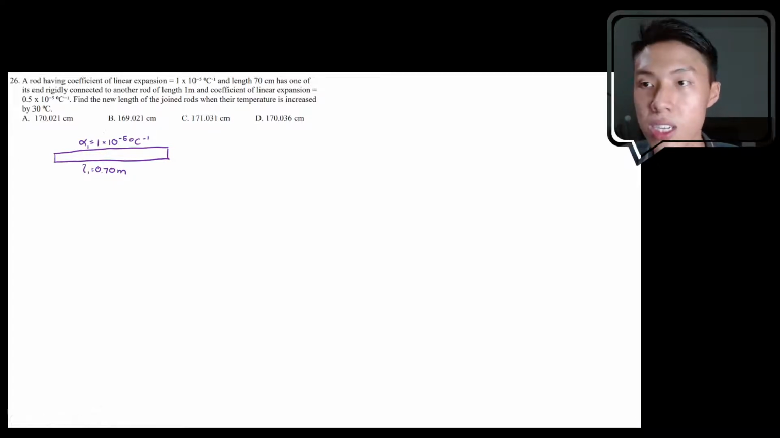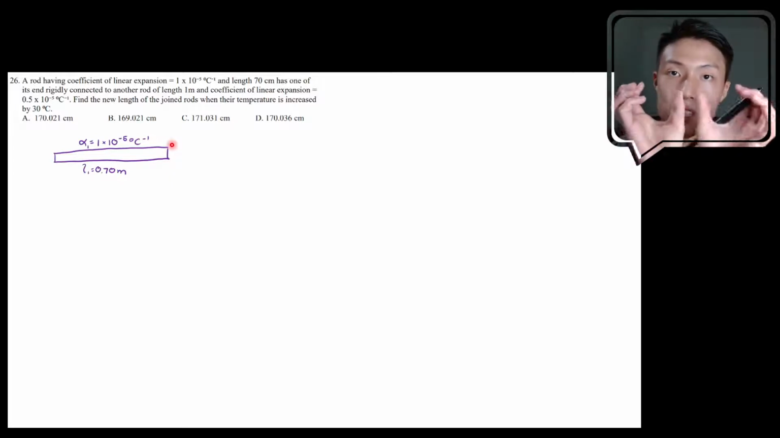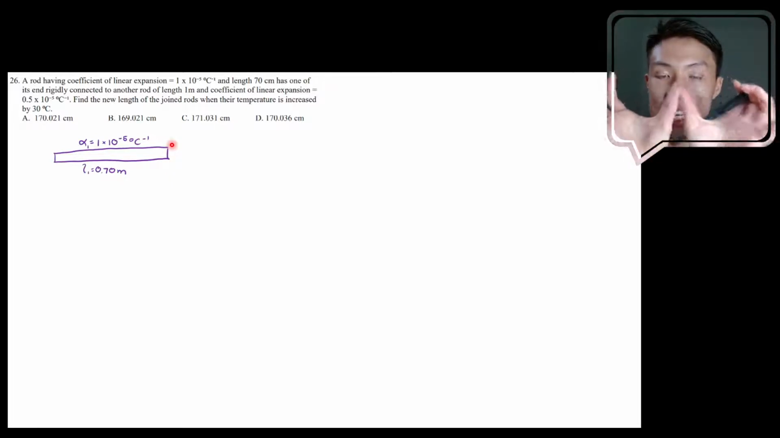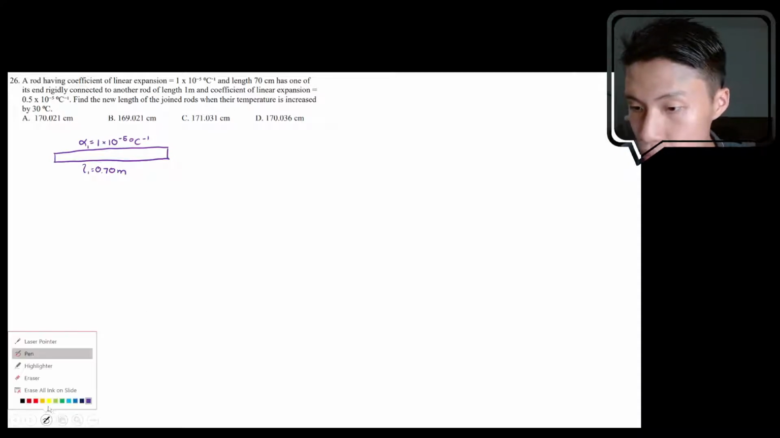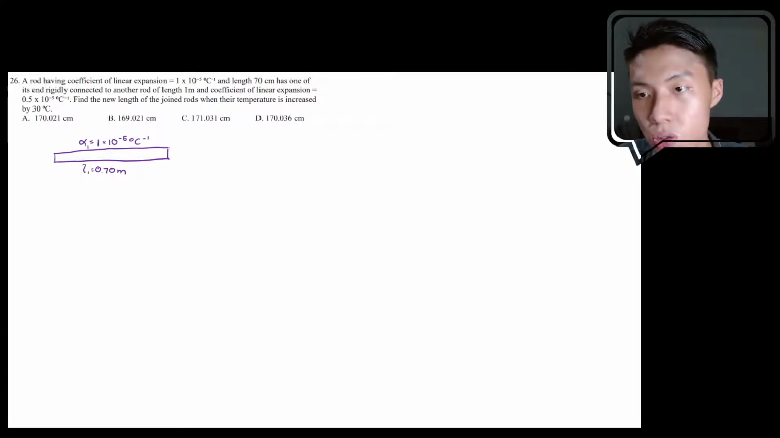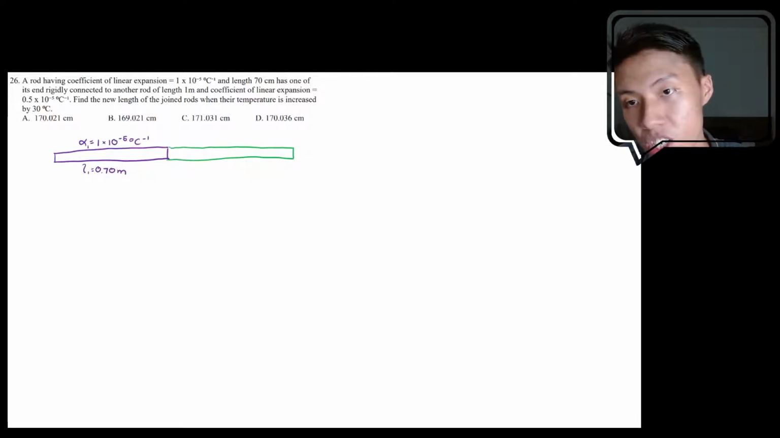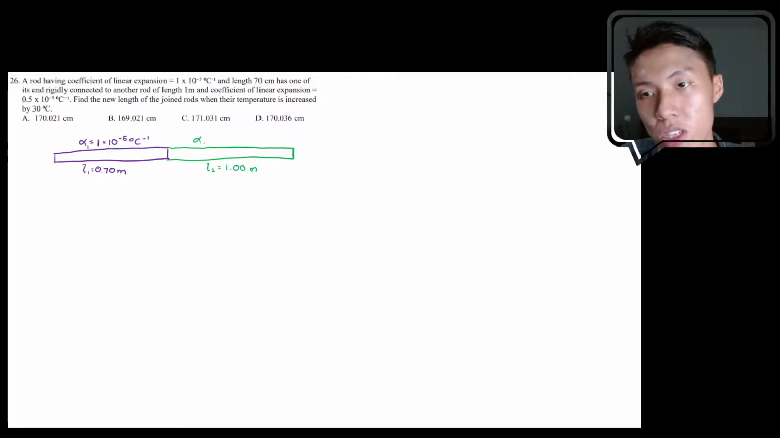So this first rod over here is rigidly connected to another rod of length 1 meter. So it means that one end of it will be connected to another rod and it's a rigid connection. It means you cannot break it open. They must stick to each other. I'm going to represent it with another color, maybe green. So this other rod here is 1 meter, and it's rigidly connected to the first rod. Length subscript 2 is 1.00 meter. Then the coefficient of linear expansion, alpha for the second rod, will be 0.5 times 10 to the power of negative 5 per degree Celsius. So this is the situation we have here.